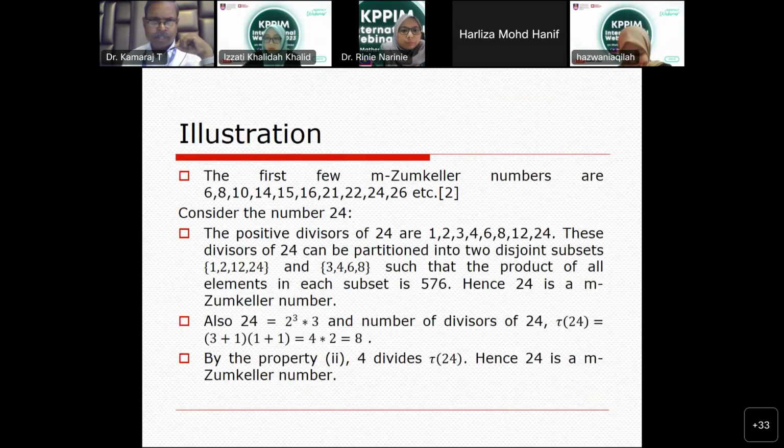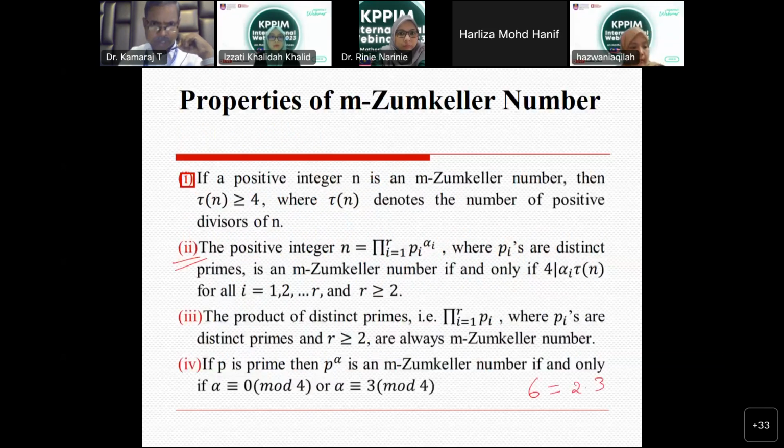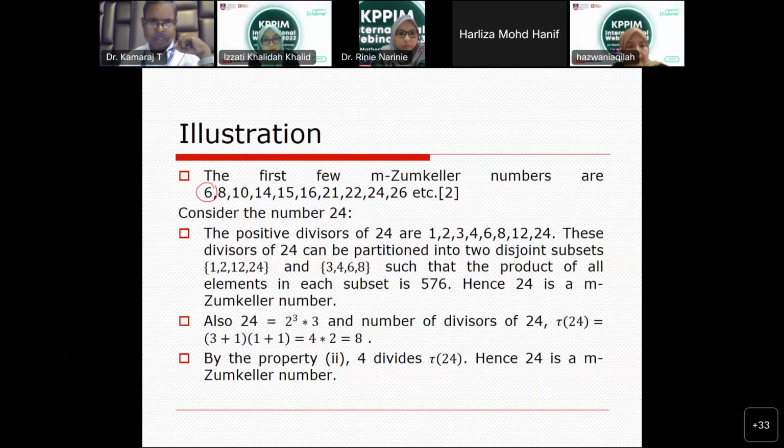Now, the first few M-Zumkeller numbers in the positive integers. Our first Zumkeller number itself was 6. The next Zumkeller numbers in the set of all positive integers are 8, 10, 14, 15, 16, 26, and it keeps on going. I'll illustrate some of the properties I mentioned in the previous slide for the Zumkeller number 24. Now 24 is a Zumkeller number, which we can easily verify. The positive divisors of 24 are 1, 2, 3, 4, 6, 8, 12, 24.